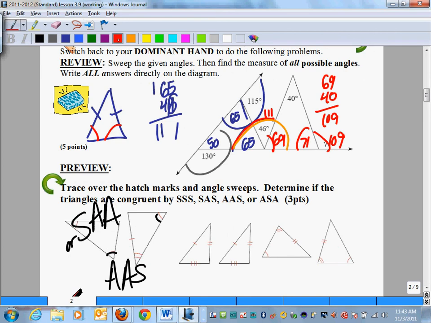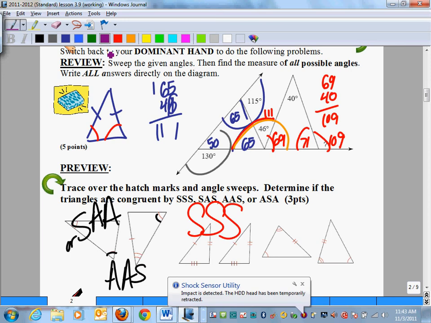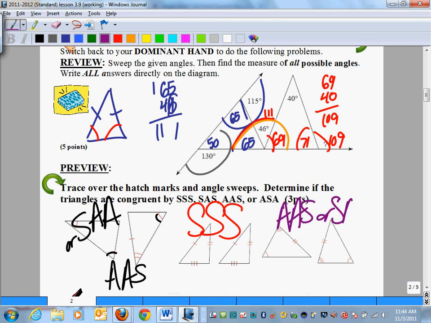Next one. This is side, side, side. Last one. Angle, angle, side, or side, angle, angle. I'll take either. That's 1 point apiece. It is not ASA. I'll be explaining the difference in just a moment. 1 point apiece, score and return.